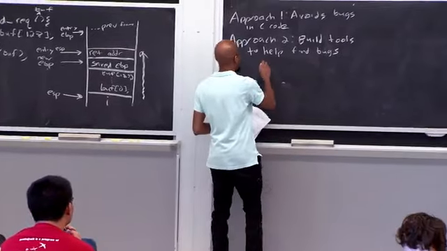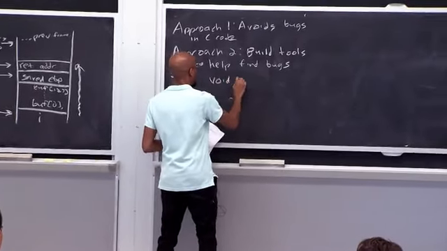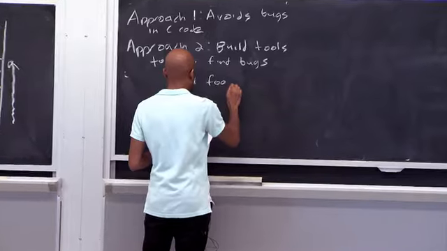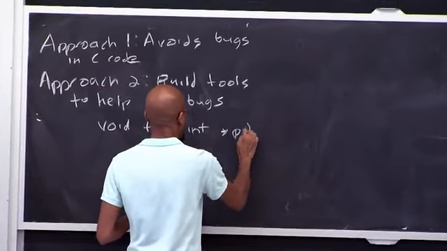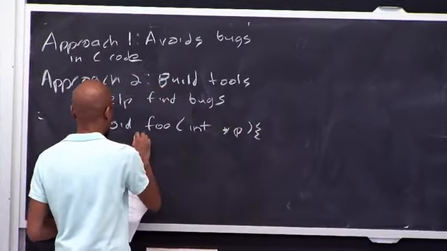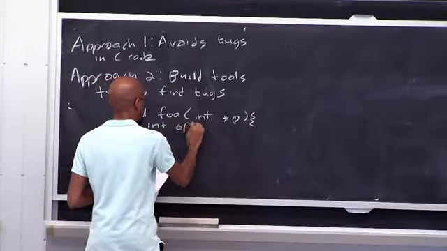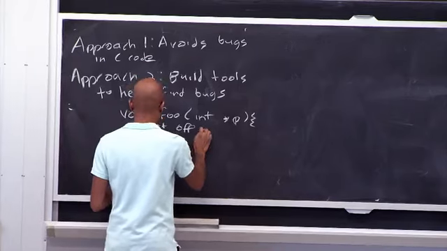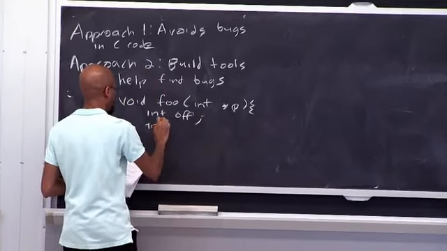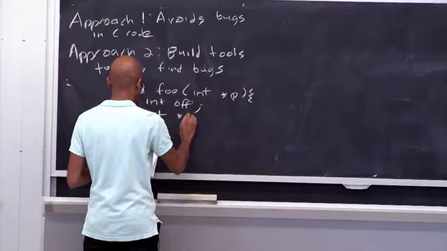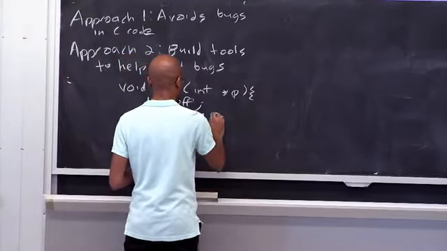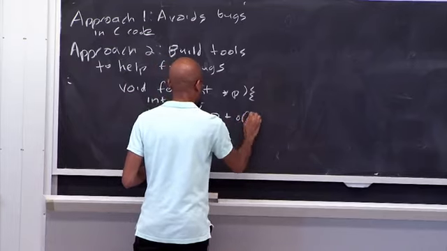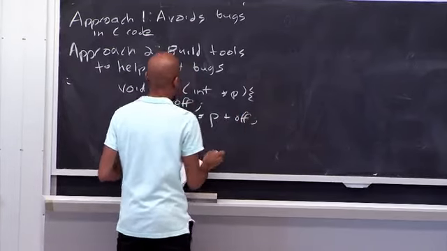So imagine that you have a function like this. The popularly named foo function takes in a pointer. Let's say it declares some integer offset value. It declares another pointer and adds the offset to that pointer.